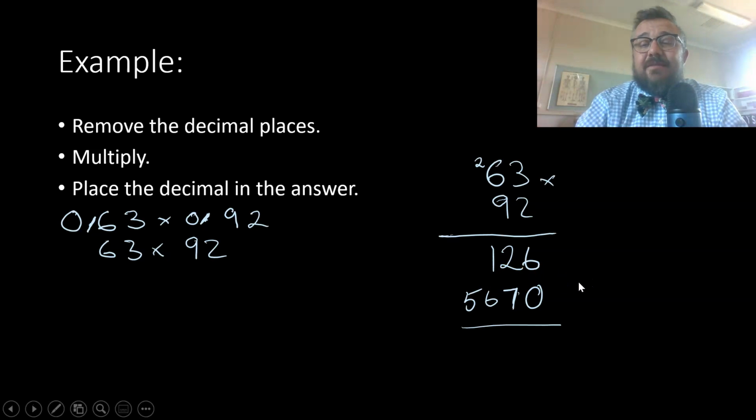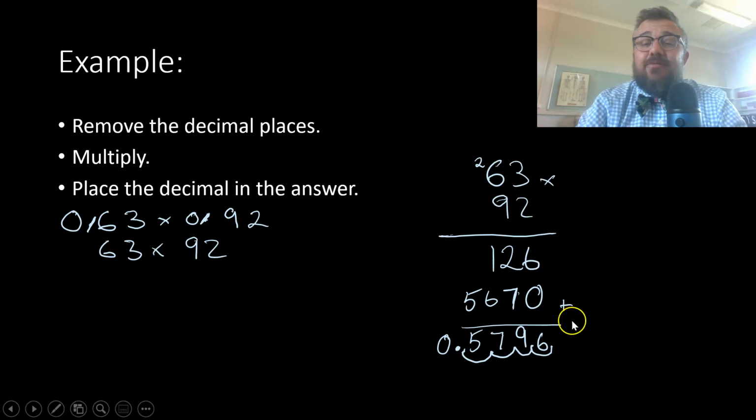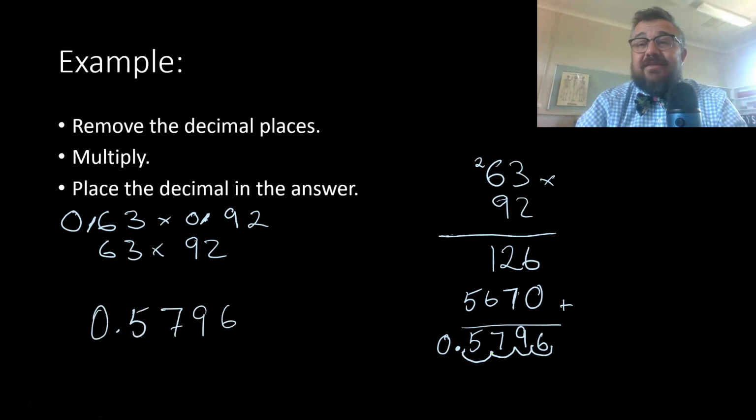So we now add these numbers together. Okay, so we get 6, 9, 7, and then a 5. And we move our decimal place back with the exact number of decimal numbers we had. So we had 2 decimal numbers here, 2 decimal numbers there, so that's 4. So we go 1, 2, 3, 4. It becomes 0.5796, and there's our answer.